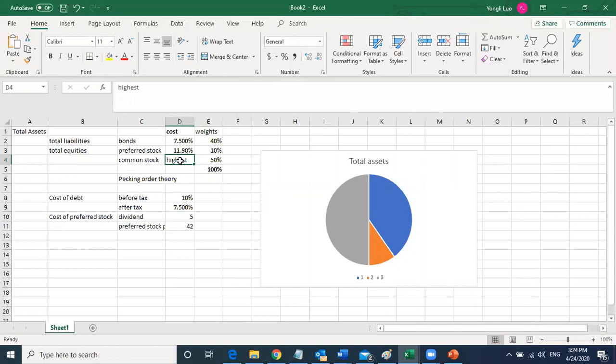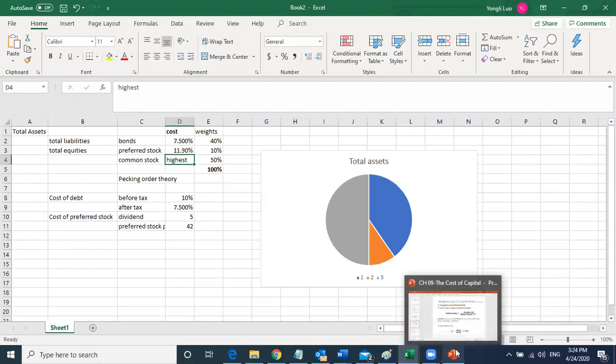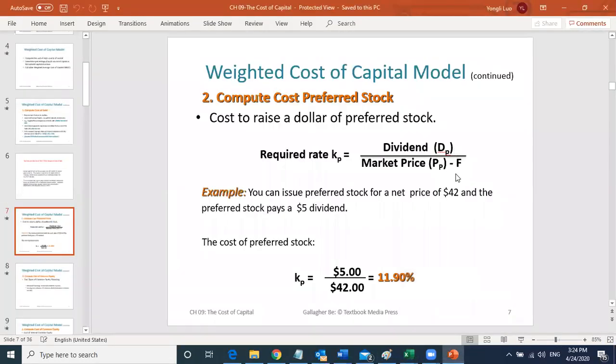I have a question. What about the F that you mentioned earlier? The flotation cost. Yeah, this question didn't mention the flotation cost. For example, if they have a flotation cost, let's say 5%, we can calculate the flotation cost F.